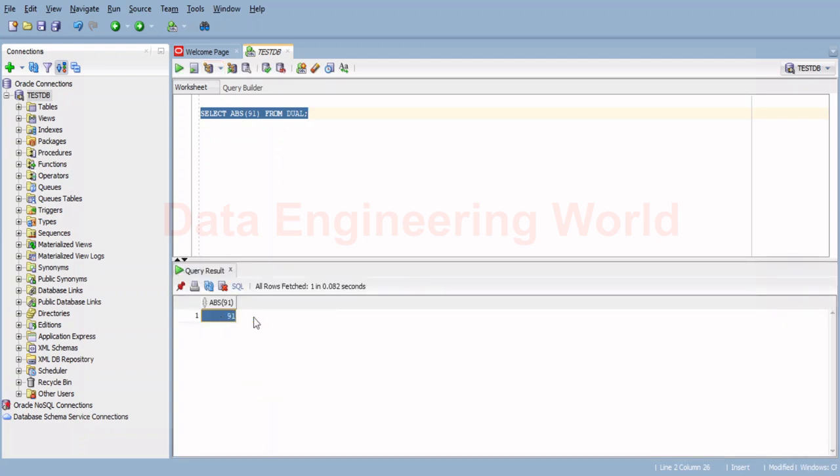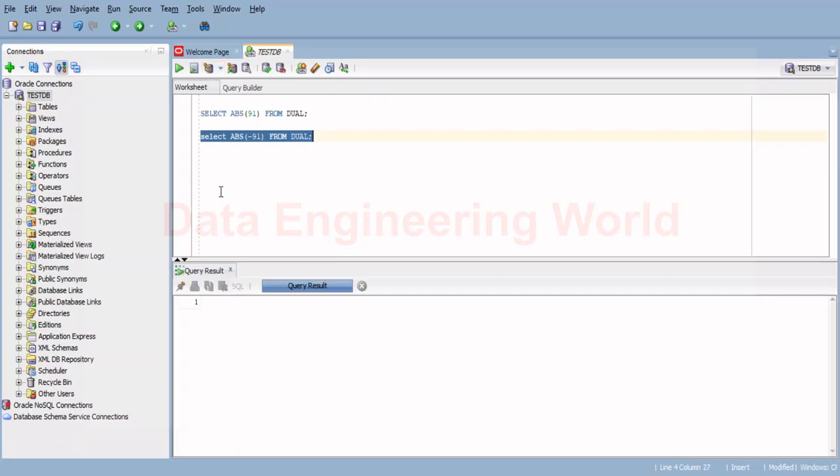We will get the value as 91. Now let's write another query and use the ABS function for a negative number. If you look at the output, we are still getting positive 91. So in the ABS function, whether you pass a positive integer or a negative integer, it will always give you the output as the positive integer.